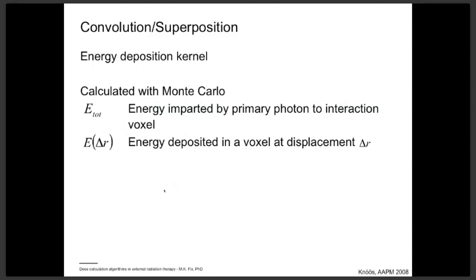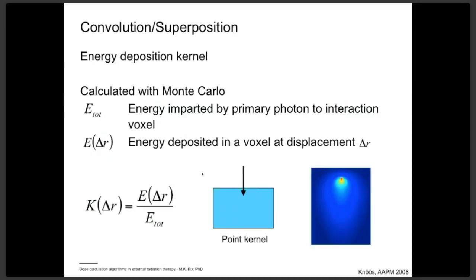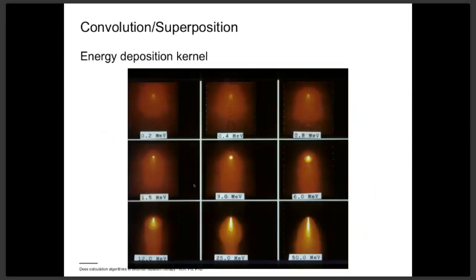So going to the kernel, these are typically determined with Monte Carlo simulation. They calculate the energy distribution. You have a force and interaction at some location, and then you follow and score the energy deposition like shown in this figure, and then you determine the kernel by relative energy deposition at the distance r from the interaction point divided by the total energy.